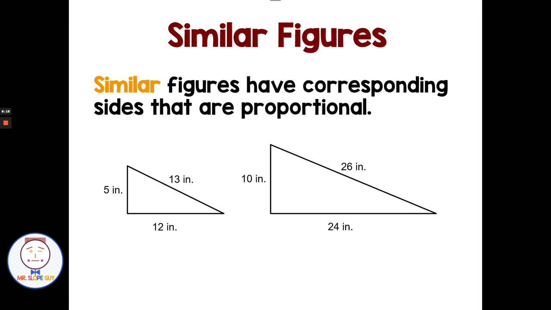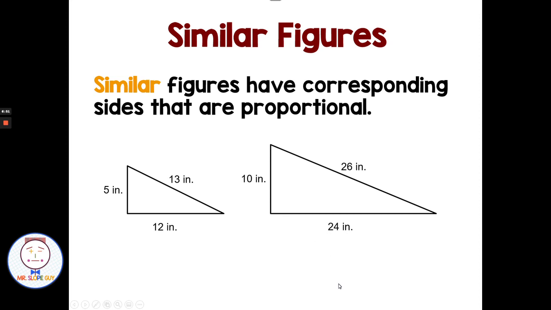So similar figures have corresponding sides that are proportional. So not only does it need to look similar, we can mathematically prove that they have the same proportion. If I look at the relation from the corresponding sides from 5 to 10, corresponding sides 13 to 26, corresponding sides from 12 to 24, I see a pattern right away: the large rectangle is twice the small one. 5 times 2 is 10, 13 times 2 is 26, 12 times 2 is 24.